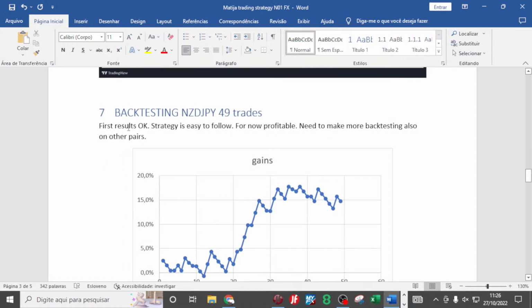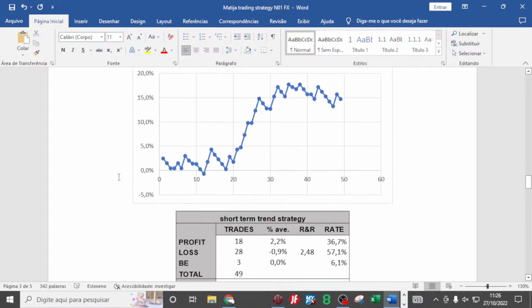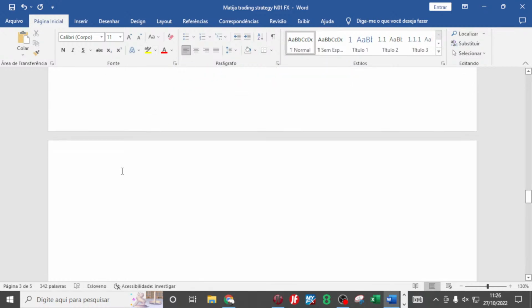Backtesting NZJPY. First result: okay, the strategy is easy to follow. Wow, congratulations. Very good. For now, profitable. Need to make more backtesting also on other pairs. Very good.